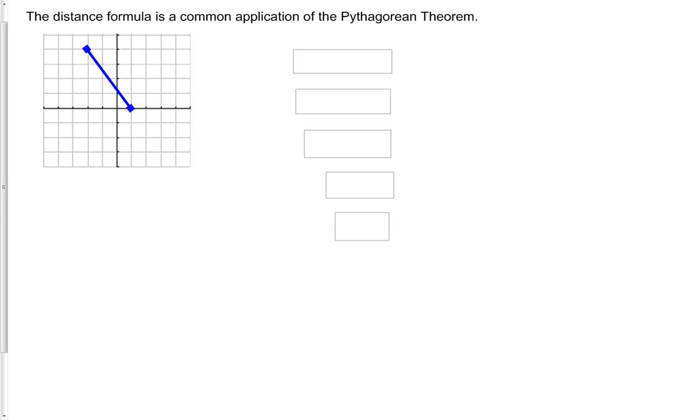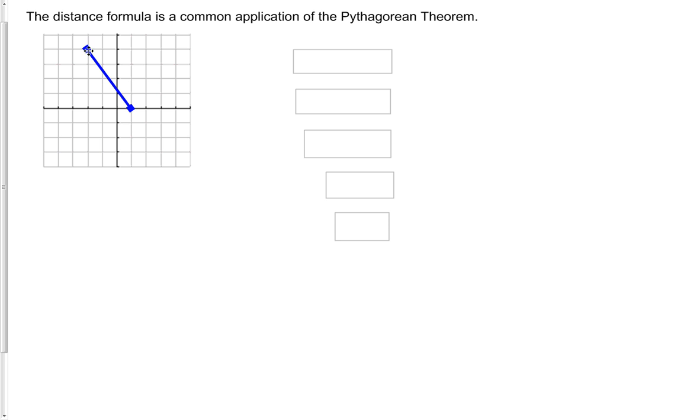We're going to take a look at the distance formula. Before we get into the formula as it's usually defined, I want to point out that the distance formula is just the common application of the Pythagorean theorem. And I'll show you what I mean here.